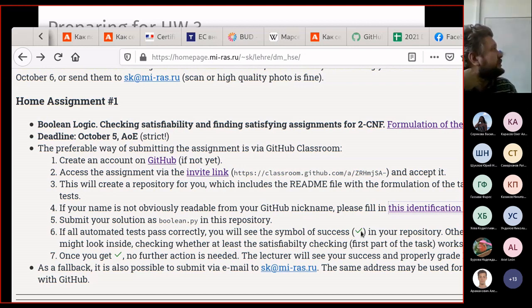If it's so, then you are fine, and I will also see it in my GitHub Classroom interface, and I will properly grade you. If you have any questions concerning this, please contact me by email. This will not work if you submit it not in Python, or if you submit in Python 2.